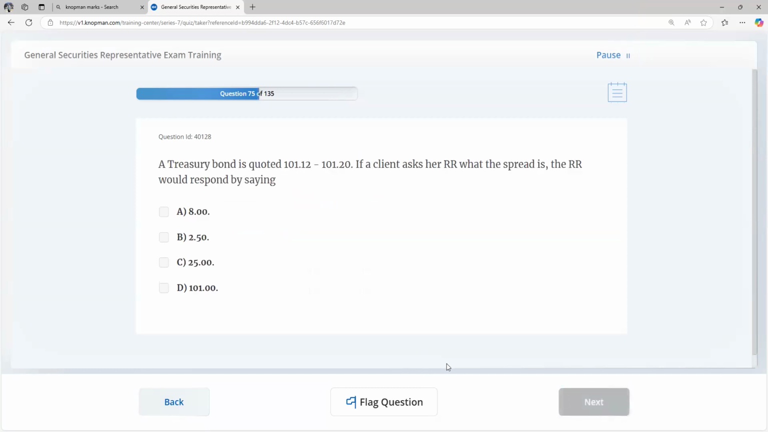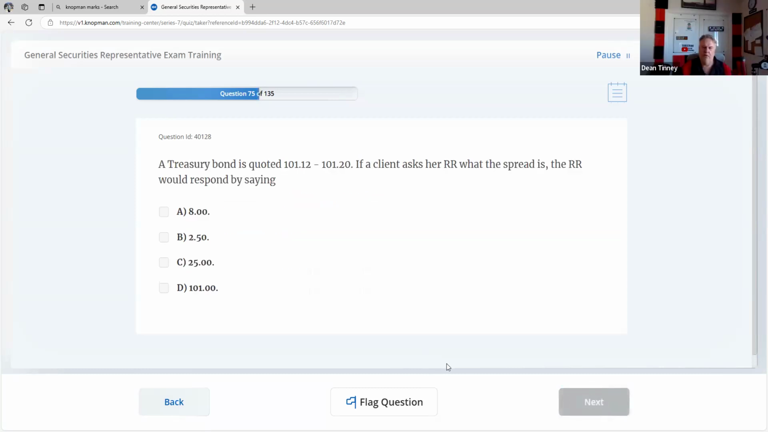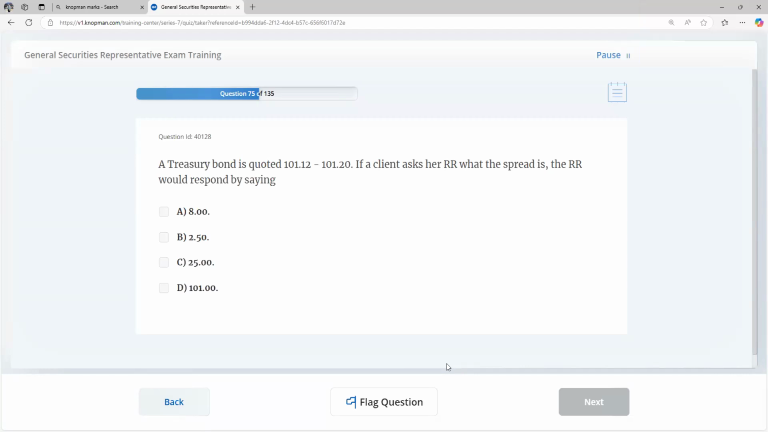Okay. A treasury bond is quoted at 101-12 to 101-20. The client asks, what is the spread? You would respond by saying... Well, I need to do it really quick and then I can let you know.